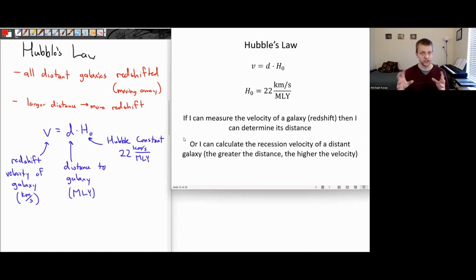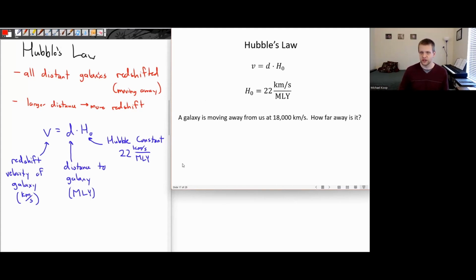Or, and this is much less often done because measuring those redshift velocities, if we can get the spectrum, we're going to be able to get that velocity. It's generally harder to get the distance. But we could, in principle, say, if I know the distance to this galaxy, I can figure out the recession velocity. How fast is it moving away from us? The vast majority of the time, we're going to be using this first step, though. If I know the velocity, I can use this pattern to figure out the distance to that galaxy.